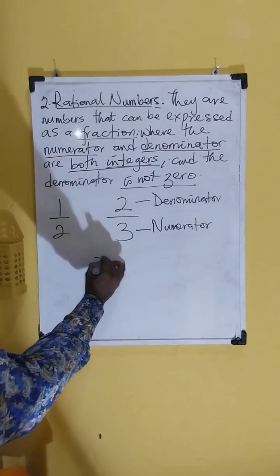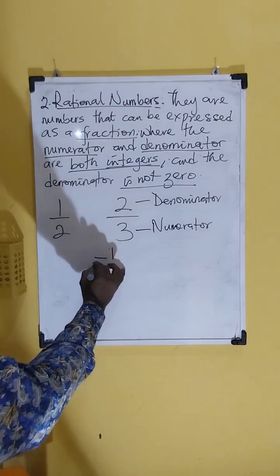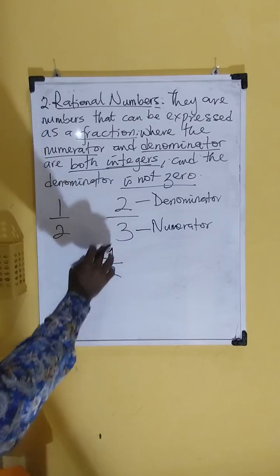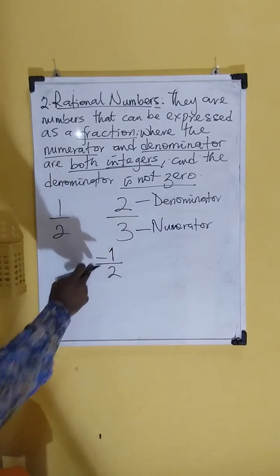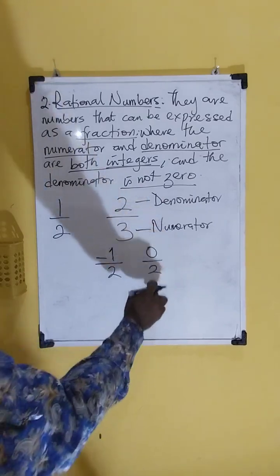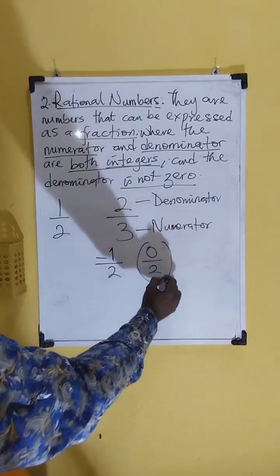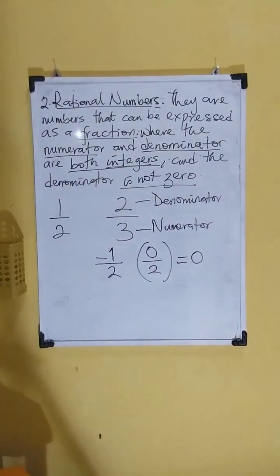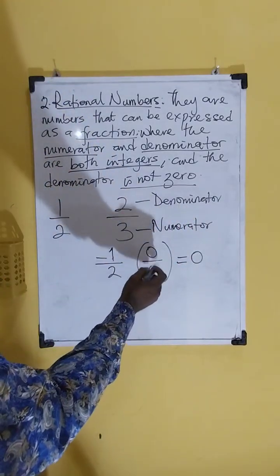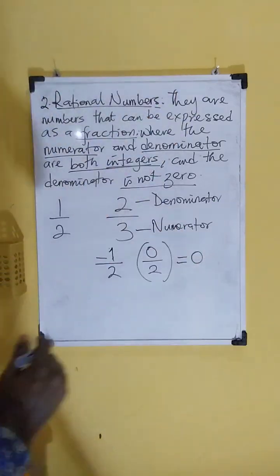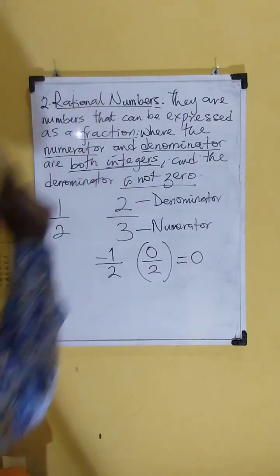So it can be this, for example, minus 1 over 2. This is what? This is a rational number. So you can never have a rational number in this form. This is not a rational number. Do you know why? 0 divided by 2 is equal to what? 0. So when you divide 0 by 2, it no longer becomes a rational number, because a rational number is only expressed as a fraction.